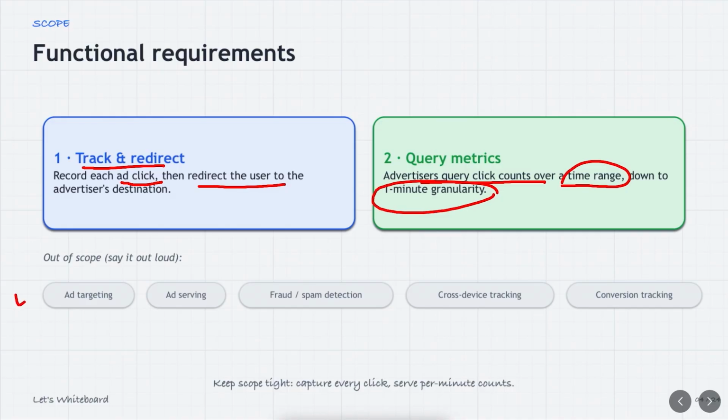First is ad targeting. We are not discussing how a particular ad gets shown on which page, or how the ads are being served, or anything about fraud or spam detection. We are not tracking cross device. If an ad gets displayed on one device and somehow the user gets redirected to some other, we are not dealing with that here. And also conversion tracking. We are not tracking if some user clicked on an ad and actually made a purchase. So these are out of scope.